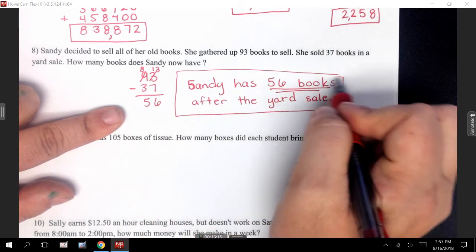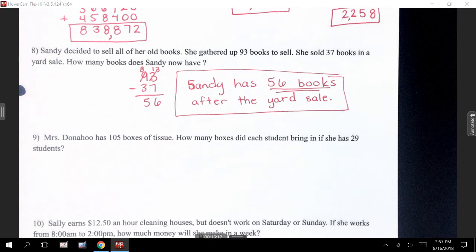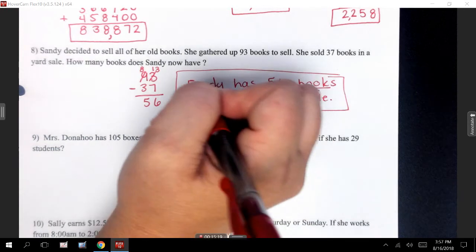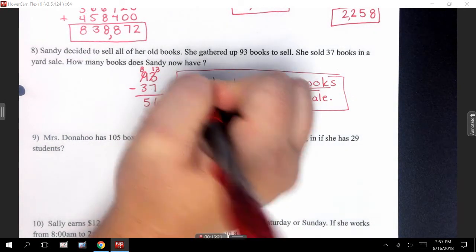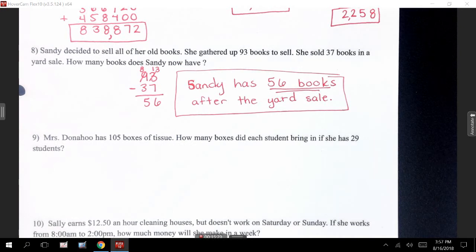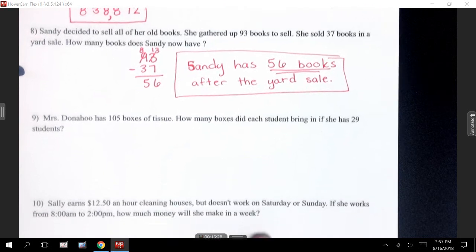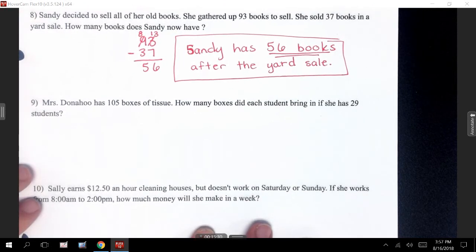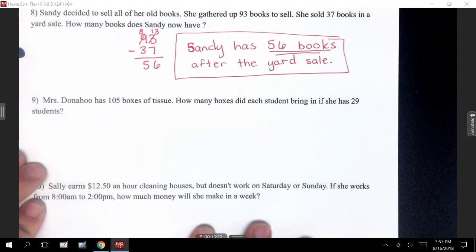All right, you can see clearly where my answer is, and then I did write that out as a complete sentence. Ignore my S that looks like a 5. All right, let's look at number 9. Miss Donahue has 105 boxes of tissue. How many boxes did each student bring in if she has 29 students?